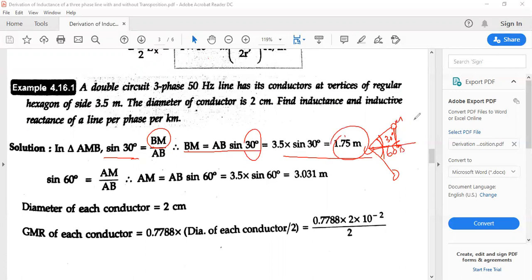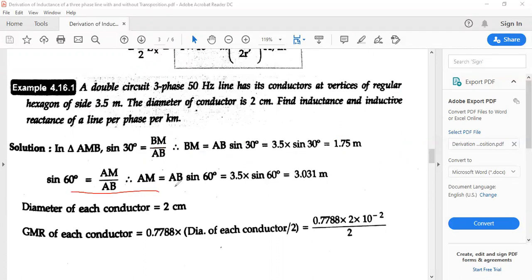Let me write it as bm. Let me interchange this as bm. Generally, I'm giving you a distance there, so that is given as bm. Next, in the same way, sine 60 degree, I can write as am divided by ab. That is sine 60 degree. So you have am distance to be 3.031 meter.